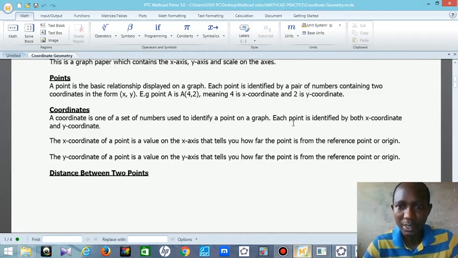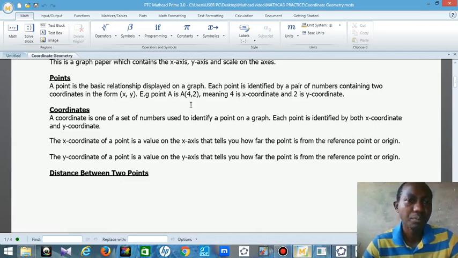Then take note of this second sentence I have here. I said each point is identified by both the x coordinate and the y coordinate. That's what I've been explaining so far. So each point on a graph is identified by an x coordinate and a y coordinate. The first number is always the x coordinate, the second number is always the y coordinate. So take note of that. Even when you are plotting your table, when they say draw a table for the graph you want to draw, it is the coordinates you are putting on the table.